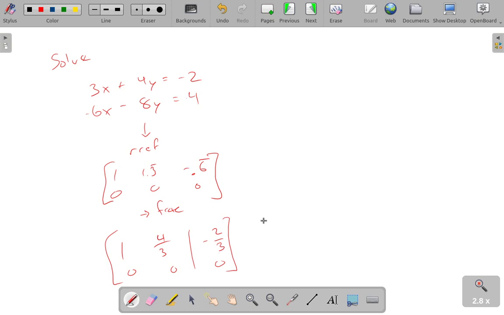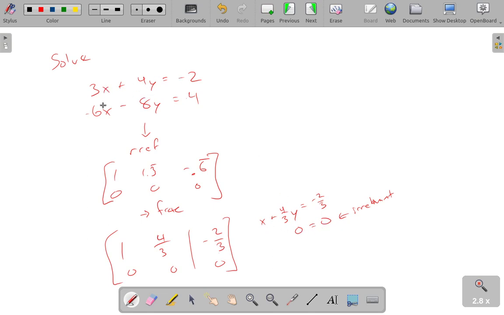All right, so let's interpret what this says. This first equation says x plus 4/3 y equals negative 2/3. The second equation says 0x plus 0y equals 0. So the second equation, it's not a contradiction, but it doesn't add anything. Saying 0 equals 0, yeah, that's a true statement. Essentially this is irrelevant. It doesn't specify what x is. It doesn't tell us anything about x or y. It just says 0 equals 0. So it's not really contributing anything here.